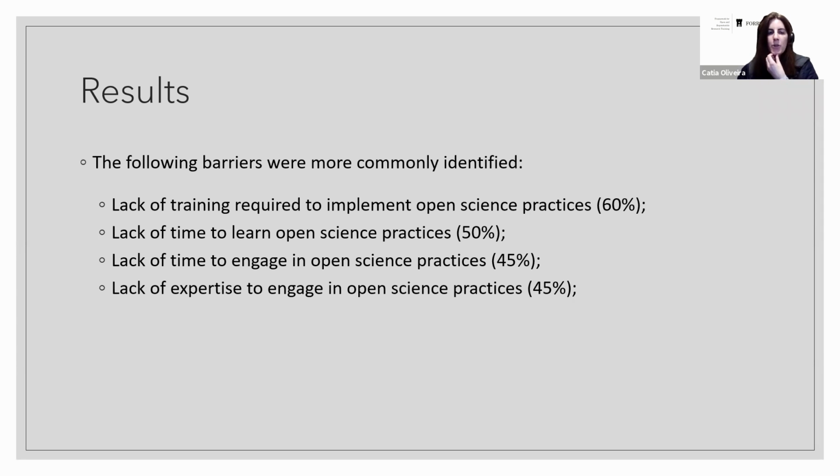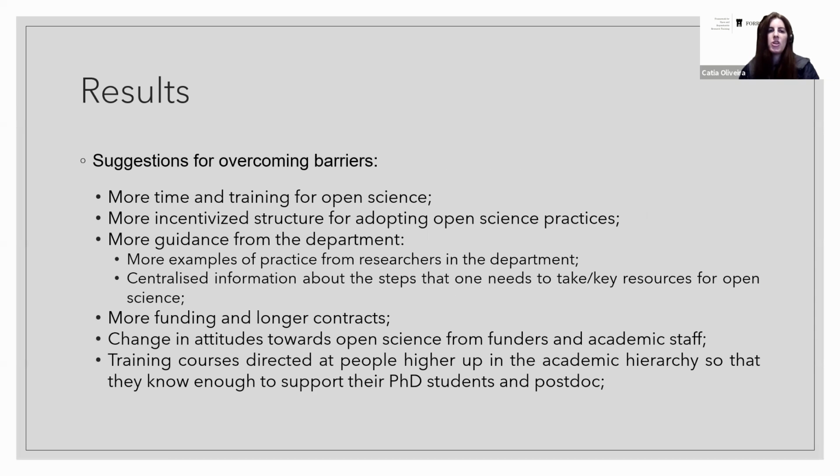So the most common barriers indicated by the respondents to engage in open science were lack of training, lack of time to learn open science, and lack of time to engage, as well as lack of expertise to engage in open science practices. So we then asked, what are the suggestions? What could we do to make sure that we can overcome these barriers?